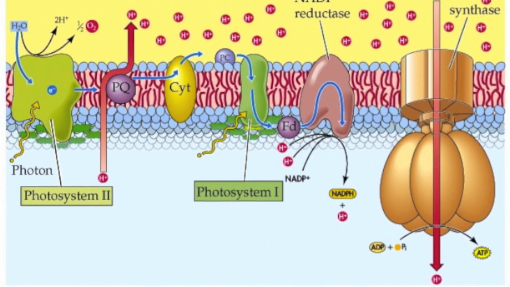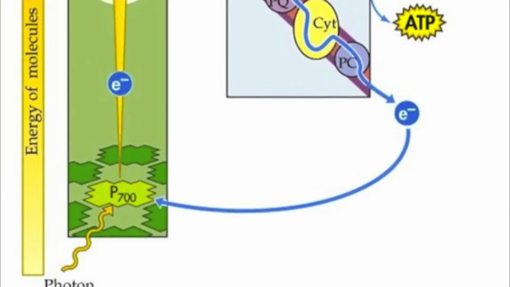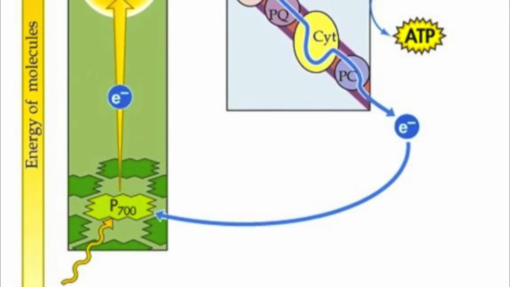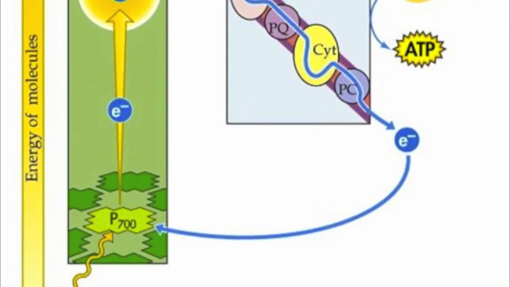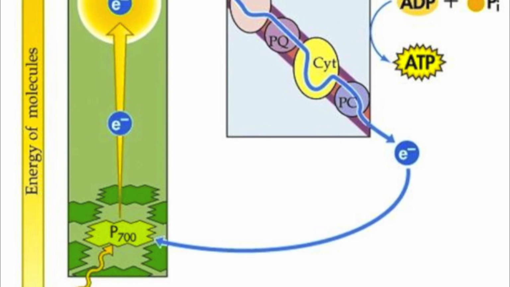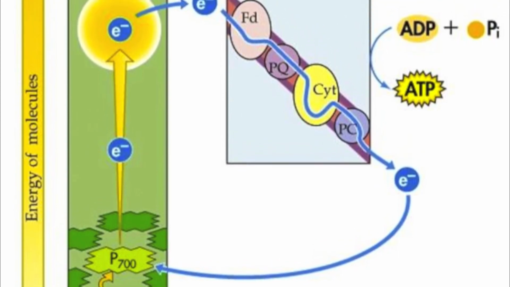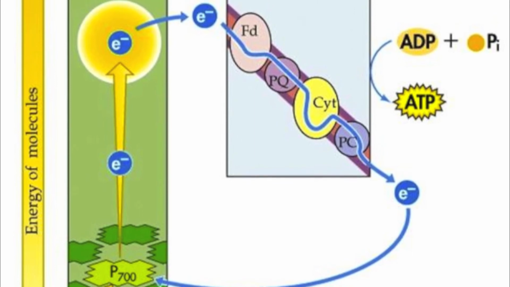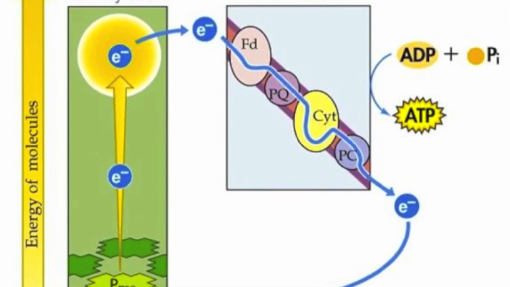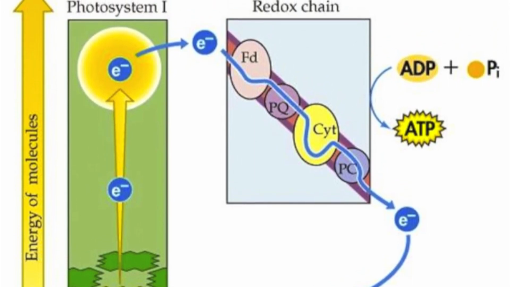In review of cyclic phosphorylation, P700 in photosystem 1 captures light and passes excited electrons down an electron transport chain to produce ATP. NADPH is not produced and water is not split by the sunlight.